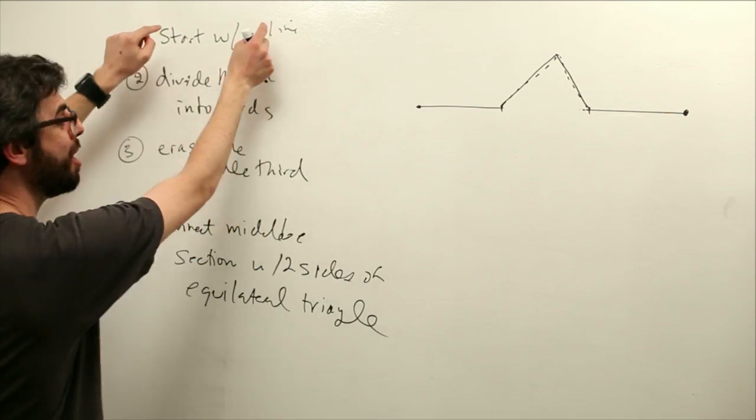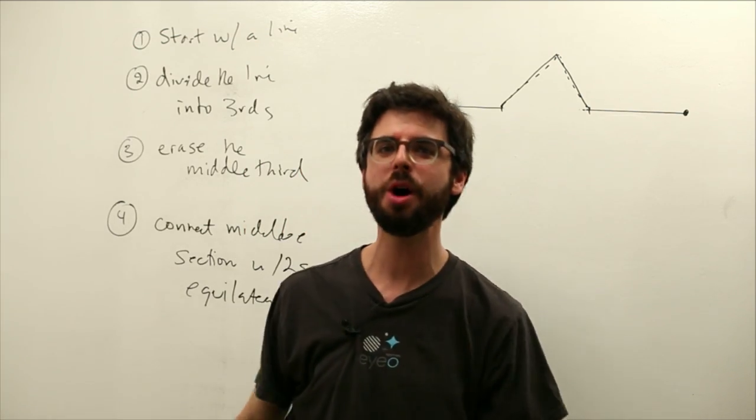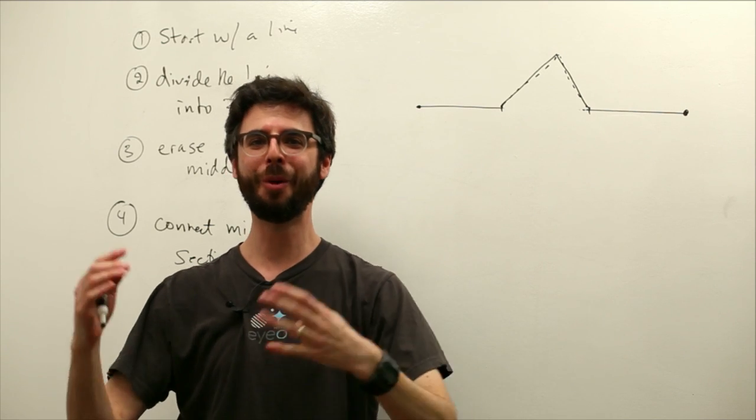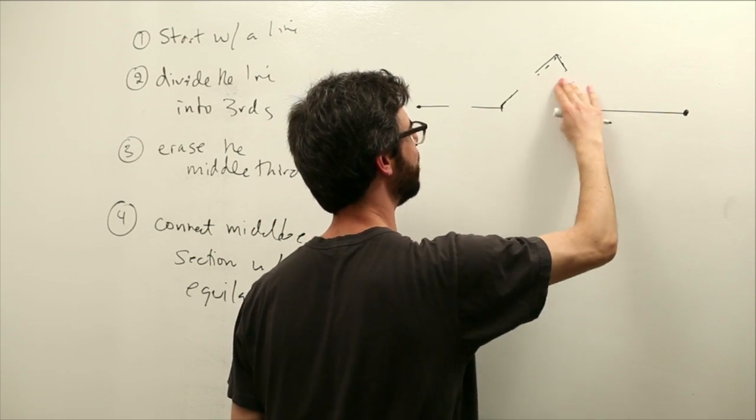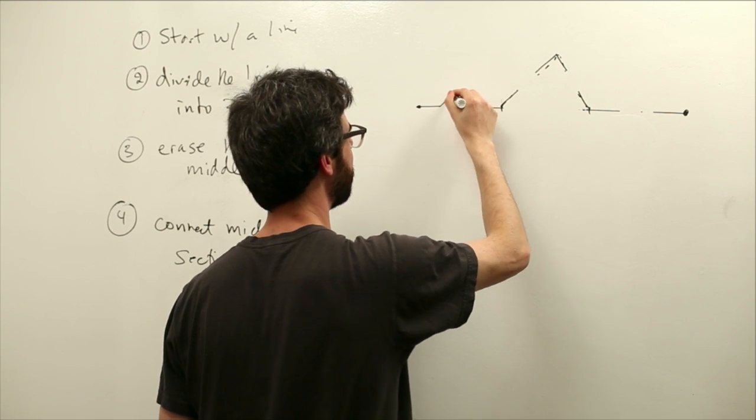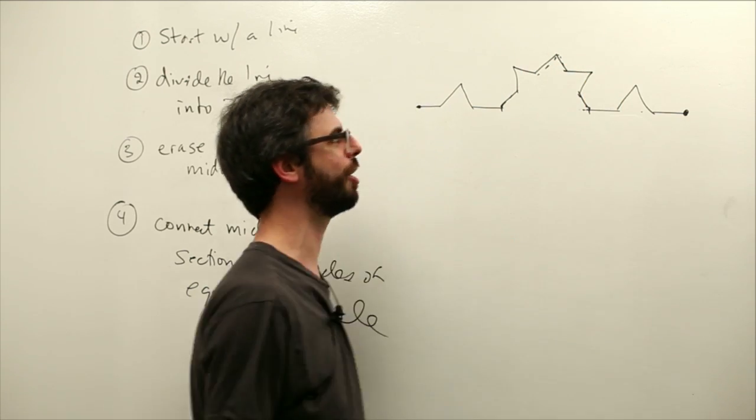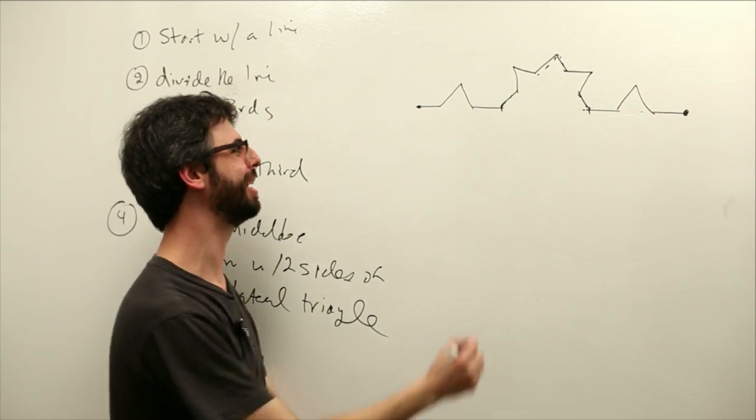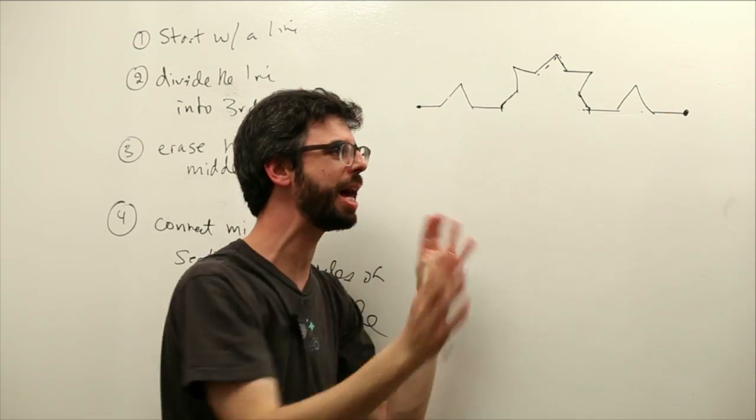We went from one line, and at the end, we got to this. And what do we have now? We have 4 lines. What do we do with each one of those? Erase the middle third, and make an equilateral triangle, for each one. I didn't do this very well, but let's do that again. Erase all that. We have 1, 2, 3, 4, 5, 6, 7, 8, 9, and so on. We could do that over and over again.